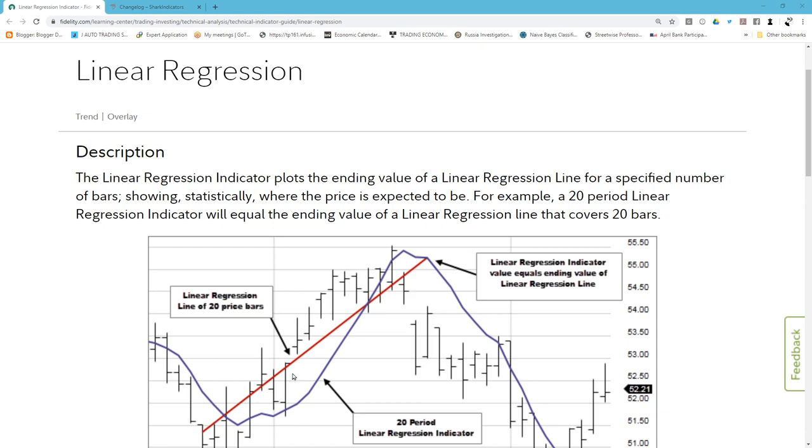So here's your point A to point B. That's a direct, high to high. But the linear regression indicator will give you that least squares best fit method, giving you all the closes above the line, fitting them all in. So that's why they call it that.